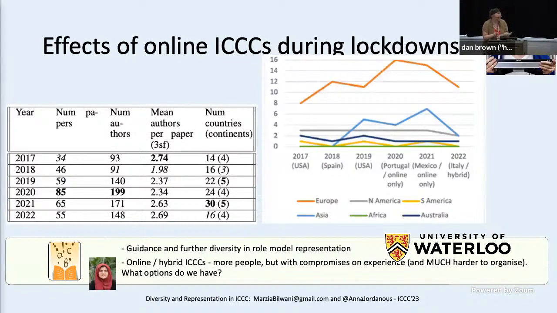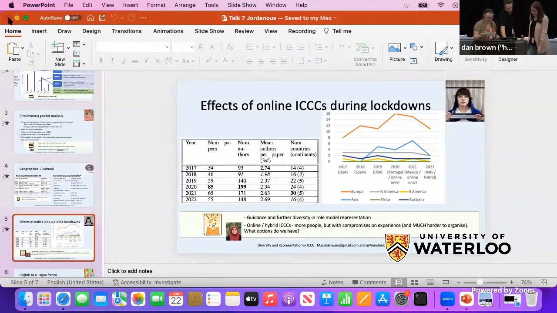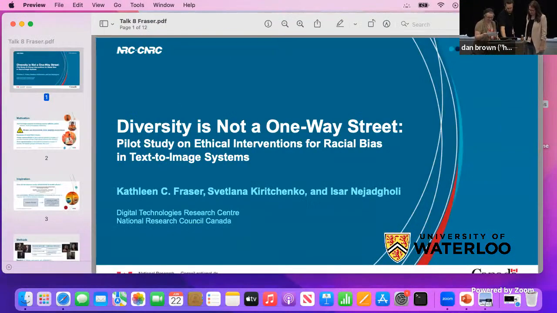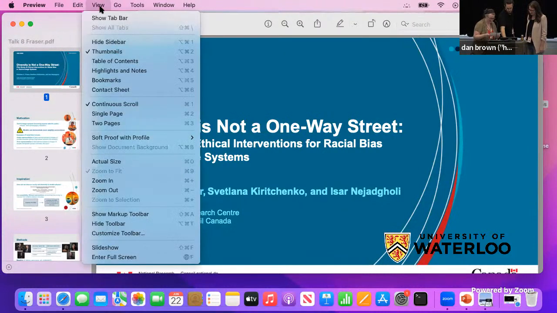So can I ask Kathleen Fraser to come up? Hi, Kathleen. I'll let Joao do the technical side of things. So Kathleen's going to be our next speaker. Kathleen Fraser's presenting the paper, Diversity is Not a One-Way Street, Pilot Study on Ethical Interventions for Racial Bias in Text-to-Image Systems.